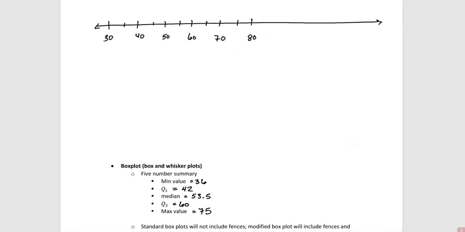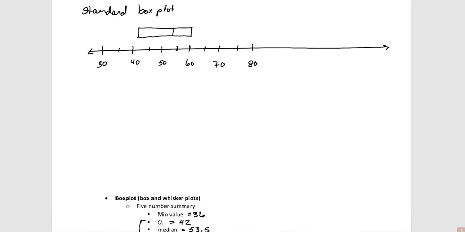So how do we draw a box plot? Well, we start with the box. The box is made up of the quartiles. So we got quartile 1 at 42, and then quartile 3 at 60, with the median at 53.5. And the median is just going to be that line in the middle. And I do like to label these if I'm doing these by hand.